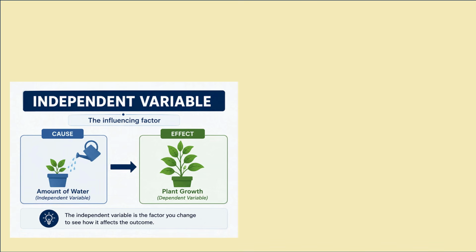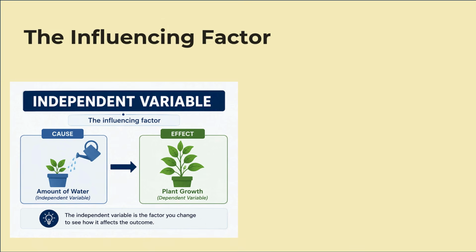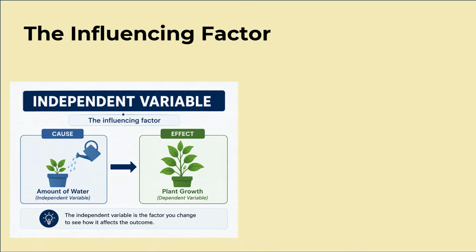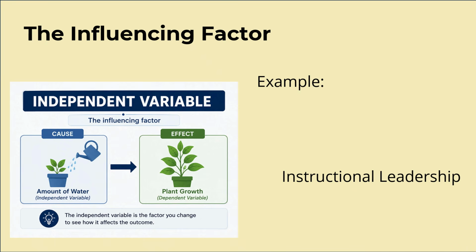Now let's discuss the independent variable. This is the influencing factor. It is the variable that may affect or influence another variable. For example, instructional leadership. We want to know if it creates an effect on another outcome.